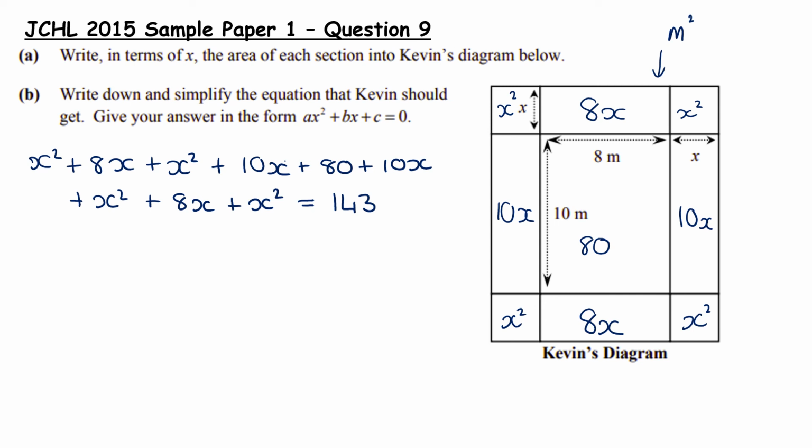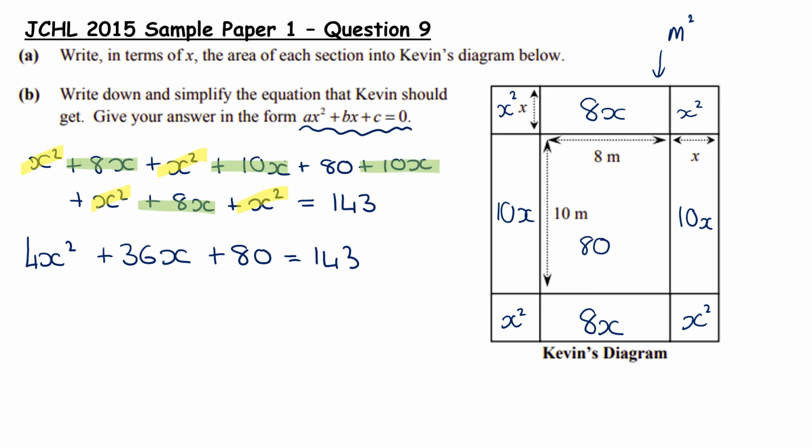Okay, so now we need to simplify. We need to add our like terms. So x squared, x squared, x squared, x squared. We then have a plus 8x plus 10x plus 8x plus 10x. So we end up with 4x squared plus 36x, so 18 and 18, plus 80 equals 143. It doesn't quite look like what we want yet.